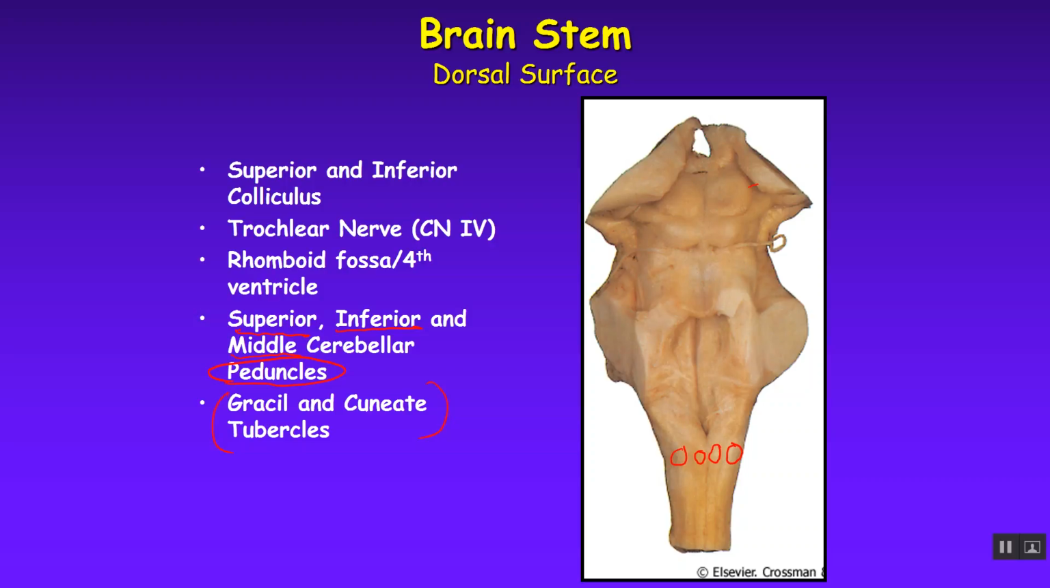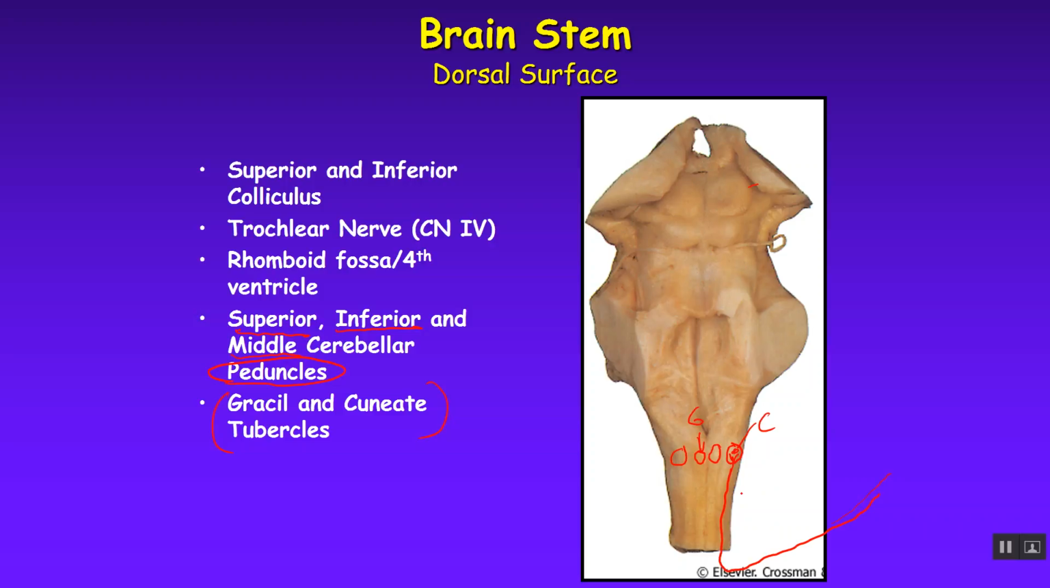So let's talk about which one is which. The gracile tubercle is this more medial one. So this is the gracile tubercle. And the lateral one is the cuneate tubercle. What you have here is information coming up. These are proprioceptive pathway connection points, or relay centers. Information comes up from your spinal cord, up the back part of the brainstem, and synapses in these tubercles.